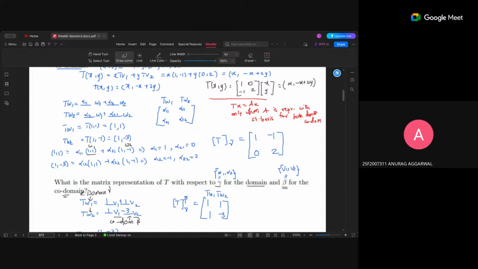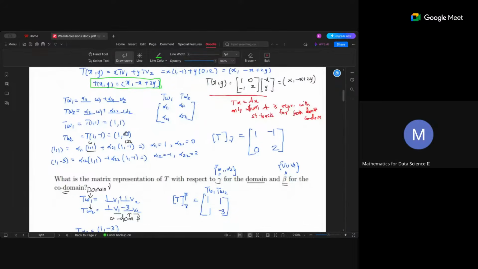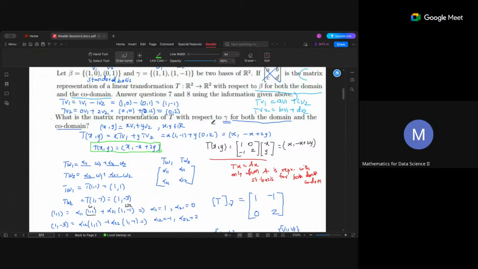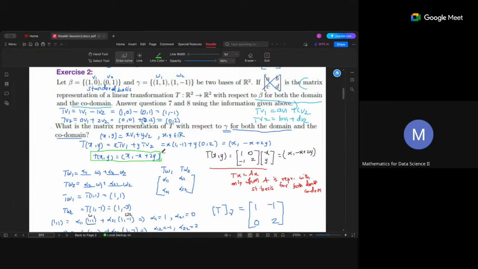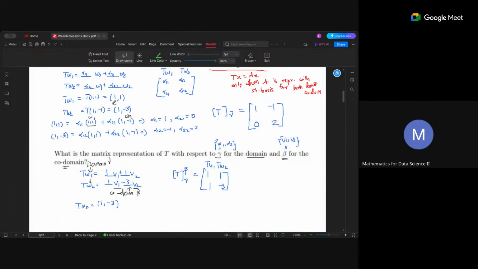Ma'am, how do we know TW1 and TW2? See, the main transformation is given by this. This is the actual transformation, which does not have to do anything with whatever basis we are considering for the matrix. This is the original transformation we have found. So you can compute TW1 and TW2 from here. W1 and W2 are given by these vectors. You just substitute them here and compute it. That process we have already completed, so here we don't have to compute straight away. You take the values here and do it.